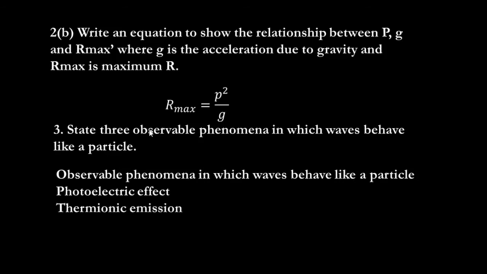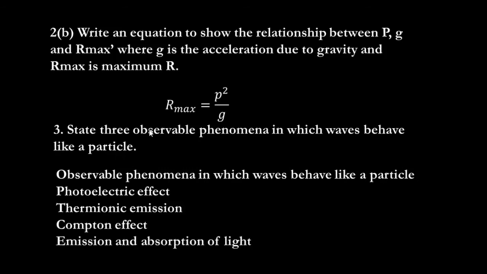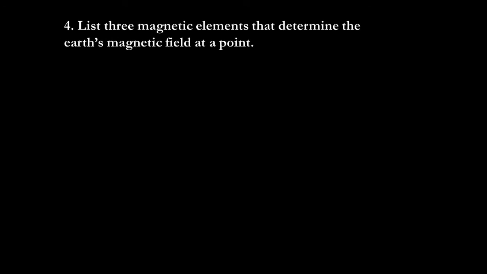Second one is thermionic emission, and the third one is Compton effect. So we have a last one, which is emission and absorption of light. Now you can choose any of these three as observable phenomena in which waves behave like a particle. The question says state 3, but there are 4 here, so you can take any 3. Okay, so let's move on to number 4.